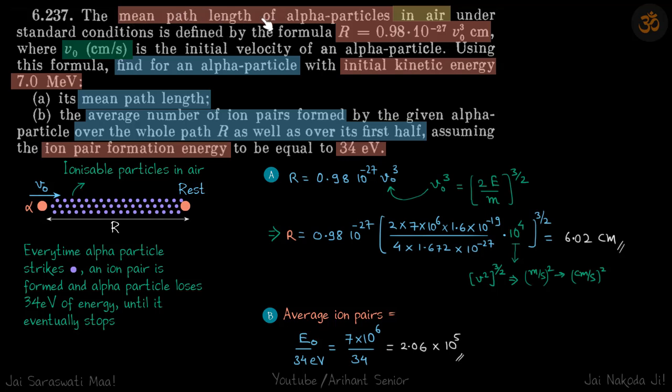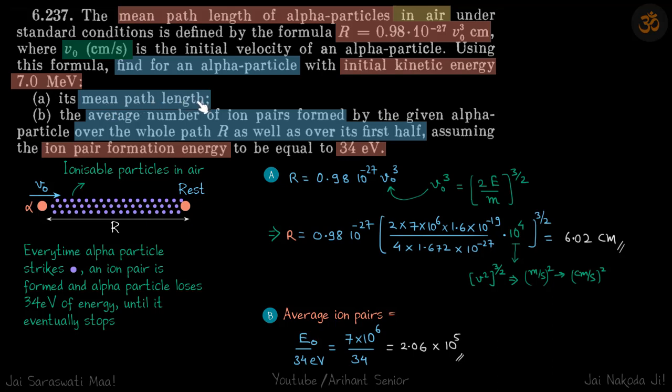Mean path length of alpha particles in air is given by this formula. R is 0.98 × 10 to the power minus 27 V naught cubed. So basically, the mean path length is proportional to velocity cubed, where V naught is the initial velocity of the alpha particle.